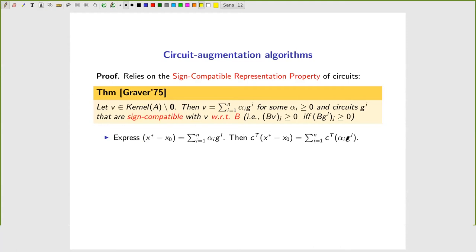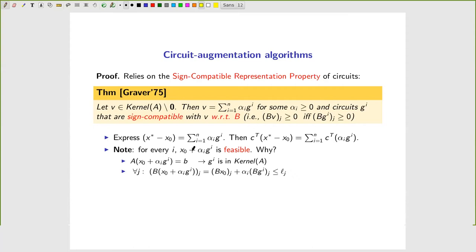Okay. And now, what has to be noticed is that for every one of these circuits G_i, X0 plus alpha_i G_i is feasible. So now I'm expressing this vector as a sum of vectors, and each of these vectors gives me a feasible solution if I add it to X0. Why is that? Well, you have to work out the algebra a little bit here, but we have the equality constraints, and these are clearly satisfied because A X0 is equal to b since it's a feasible solution, and G_i is in the kernel. So this is clearly satisfied.